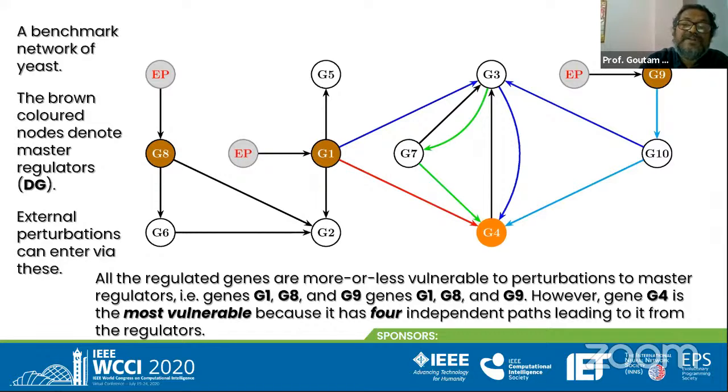So G4 is the particular gene which is maximally disturbed if the external perturbation comes at least in G9 and G1. I am not talking of G8. If G8 is disturbed, it will not affect G4 very highly, because it will disturb only G2, nobody else. But if G1 and G9 are disturbed by some external perturbations, it will cause maximum damage to G4. So G4's expression level has been disturbed.